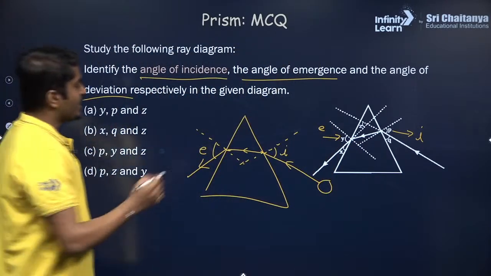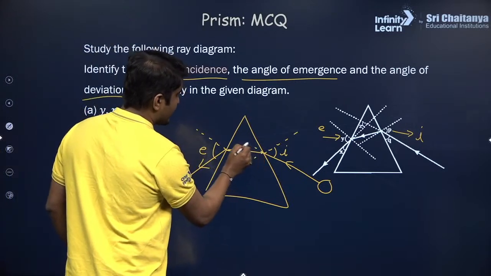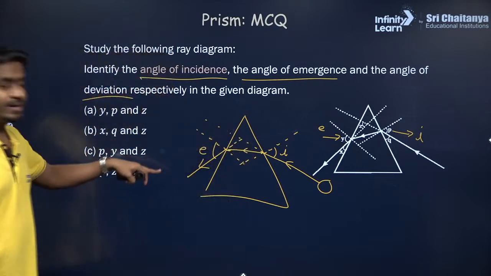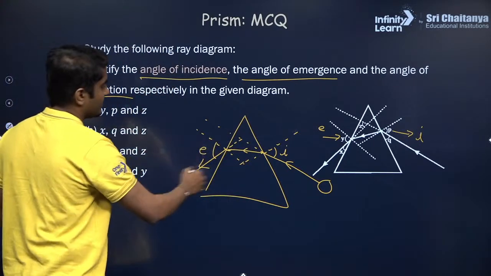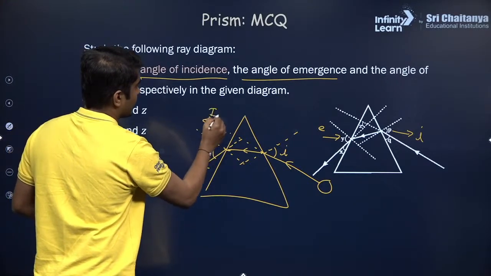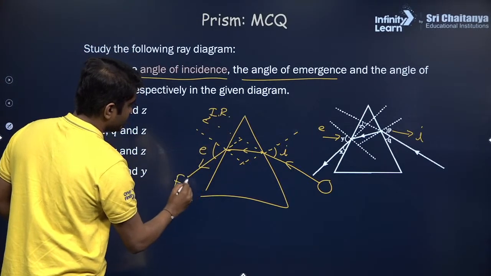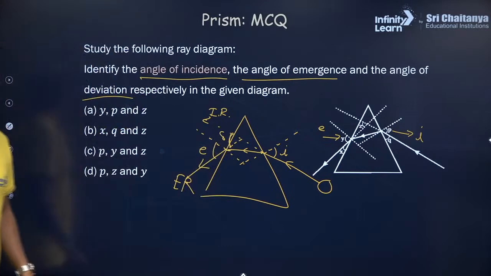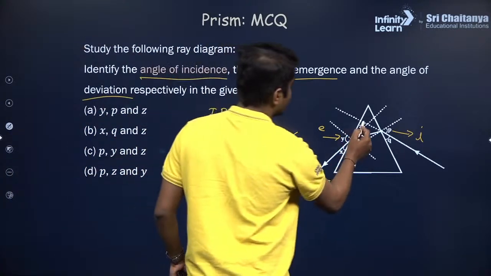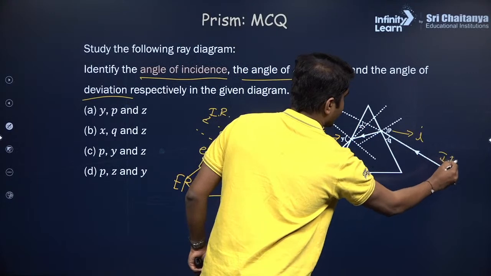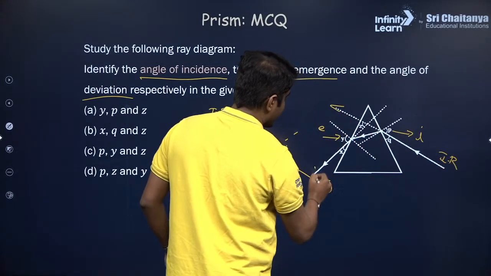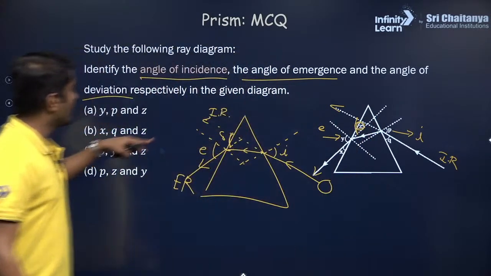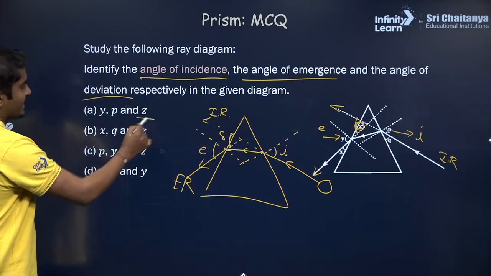Now what is the angle of deviation? That is the angle between the incident ray and the emergent ray. This is the incident ray, and this is the emergent ray. So the angle between these two is called the angle of deviation. So it is this Z. Z is our angle of deviation.